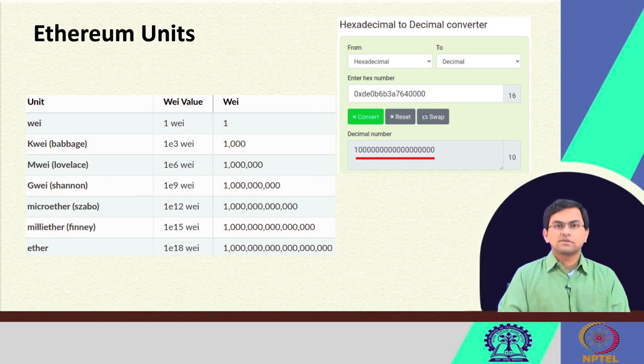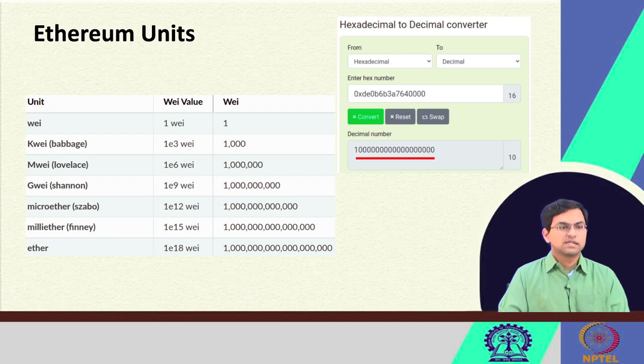So, the balance in Ethereum is usually represented in a unit which is called Wei. In Ethereum, the primary unit of the cryptocurrency is basically Ether, and Ether has many other units. So, 1 Ether is actually 10 to the power 18 Wei, which is the smallest unit used in the Ethereum network.